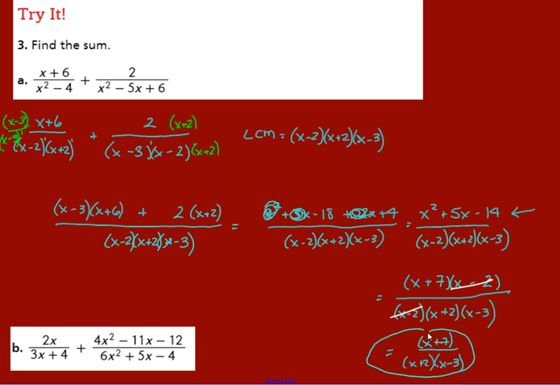Long problem, I know, but that was because we had to find a common denominator, then distribute, then refactor. That takes a little bit of time.